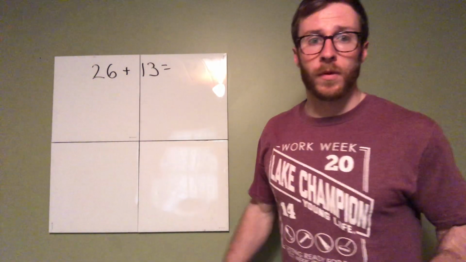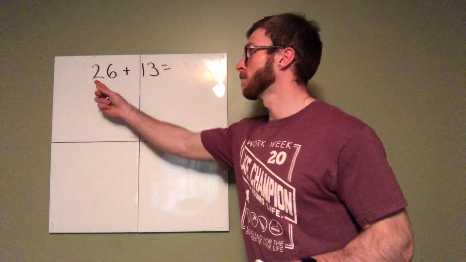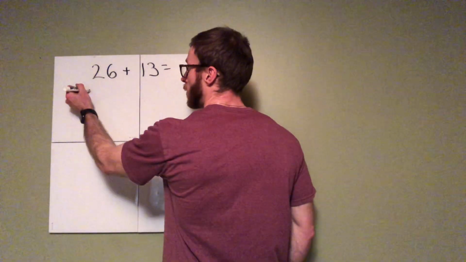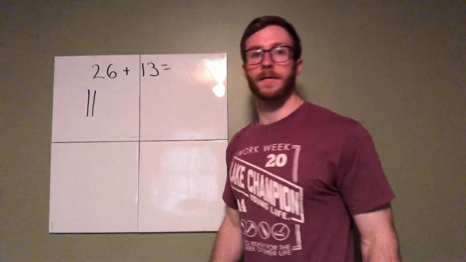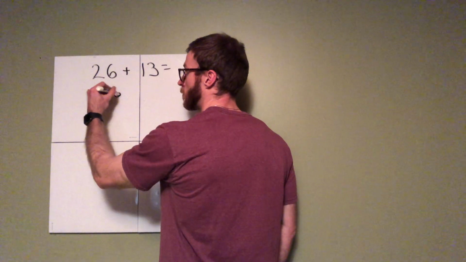I start with my tens and ones drawings underneath 26. I see there's 2 tens, so I draw 2 tens. I see there's 6 ones, so I draw 6 ones.